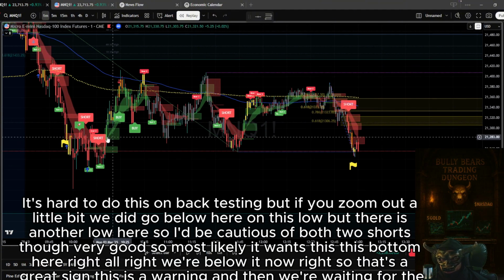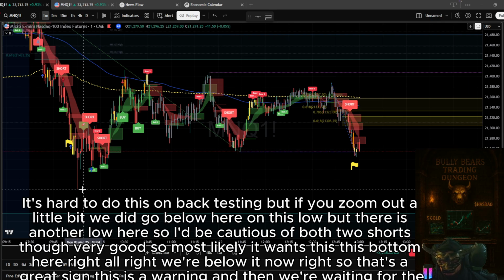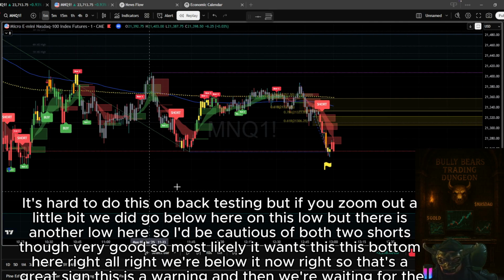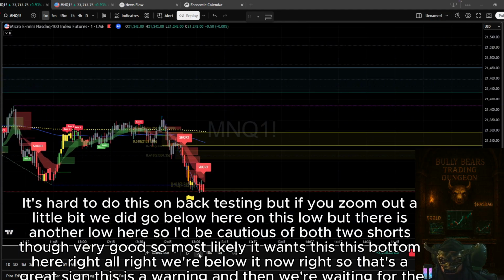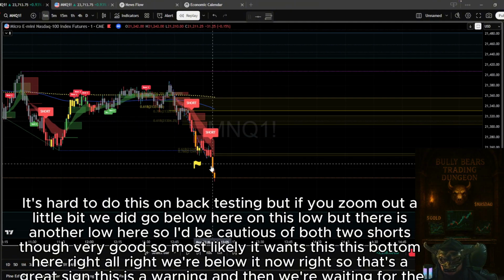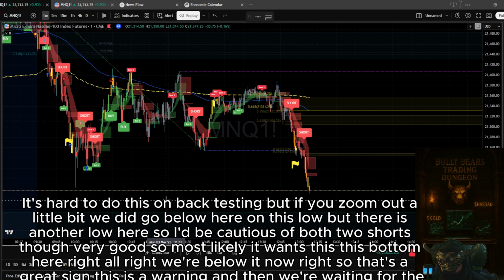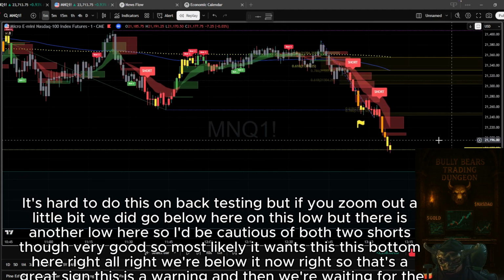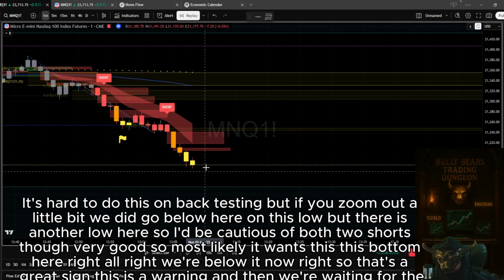It's hard to do this on back testing. But if you zoom out a little bit, we did go below here on this low. But there is another low here. So I'd be cautious of both. Two shorts though. Very good. So most likely it wants this bottom here, right? All right, we're below it now, right? So that's a great sign. This is a warning. And then we're waiting for the actual second signal.